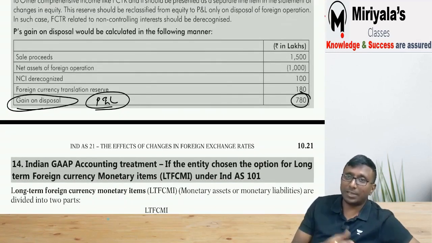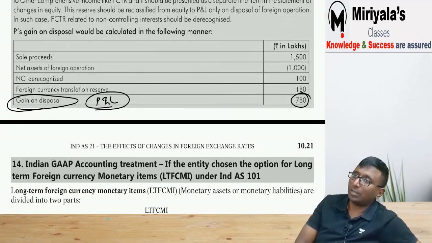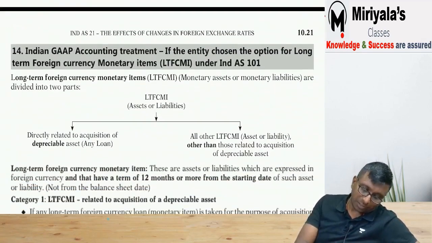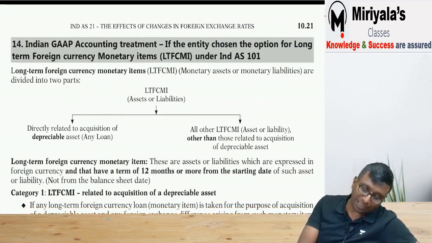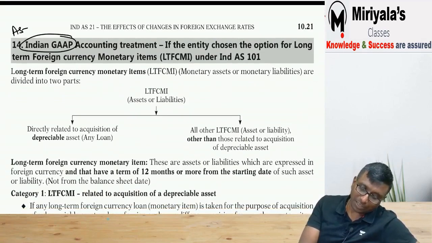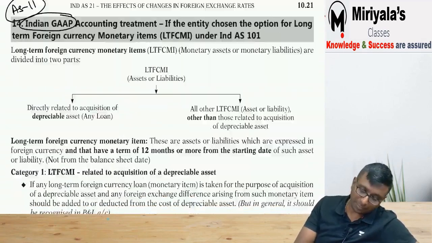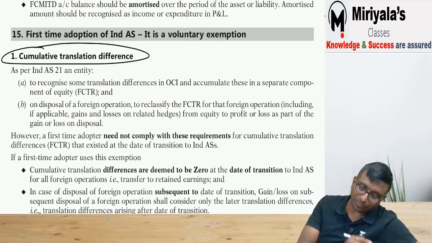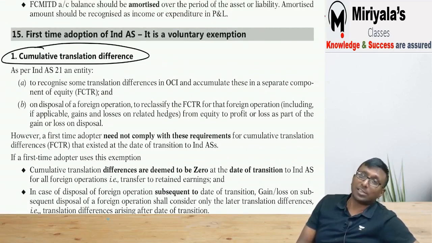We did many sums like this in Ind AS 110, but because the FCTR name is coming once again, it is coming. That's all. Indian accounting, correct? Indian GAAP accounting treatment, that is what Accounting Standard 11. Have we discussed already the first adoption part? Listen, this is one point.